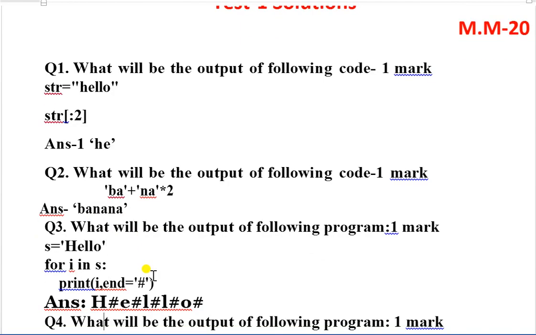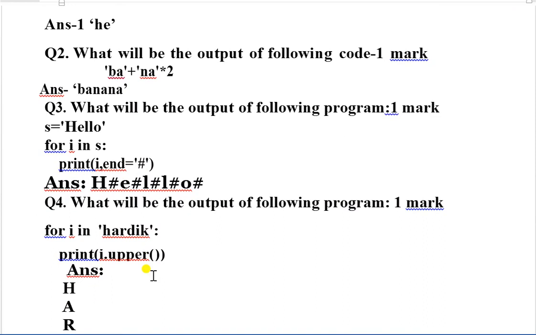Now question number 3. In this you have to print the string one character at a time, and after printing every character you have to put the hash symbol. So here, this is the string and you have to print the hash symbol.